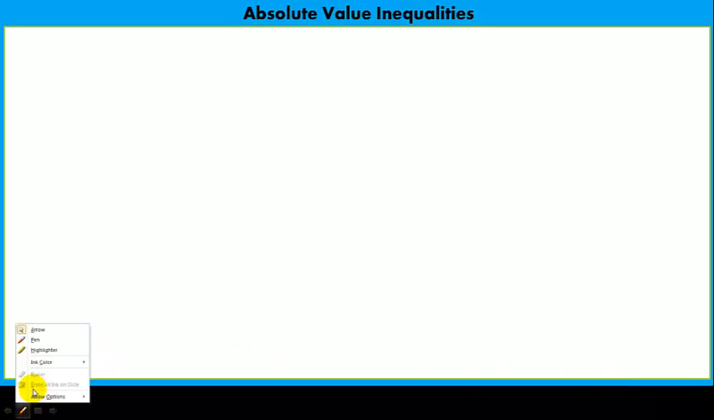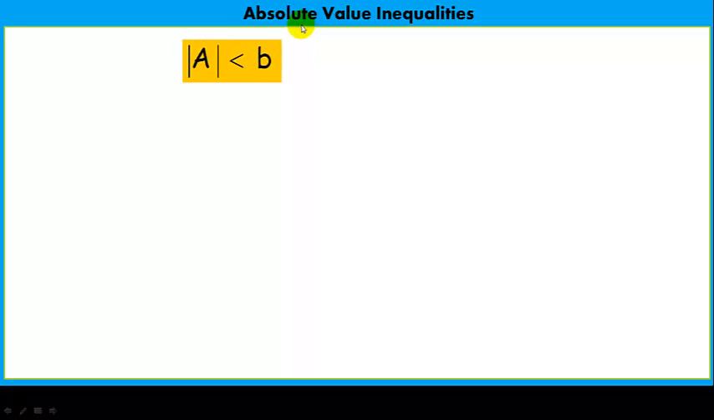Hey guys, today we're going to talk about absolute value inequalities. Last thing we talked about were compound inequalities, and they are very much related. Absolute value inequalities basically come in two flavors, where the absolute value of some expression is less than a number, or the absolute value of some expression is greater than a number.